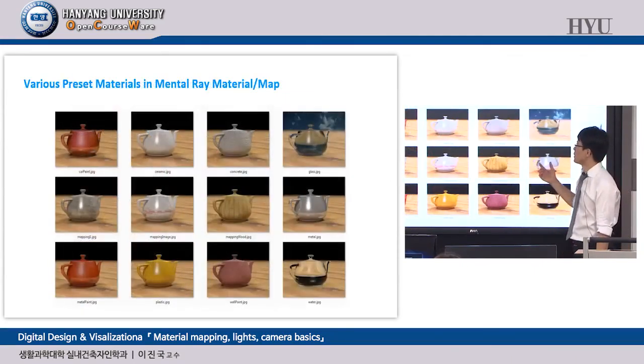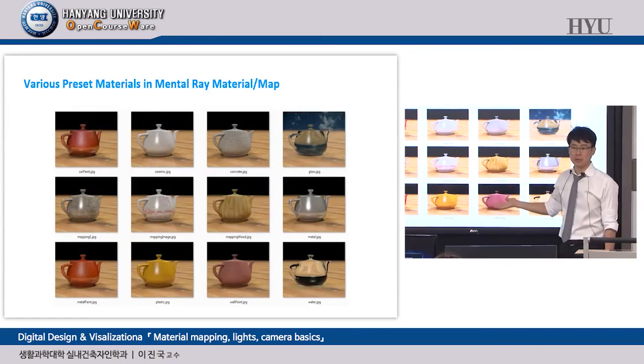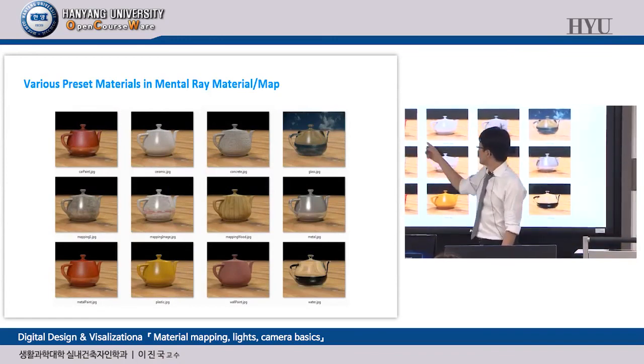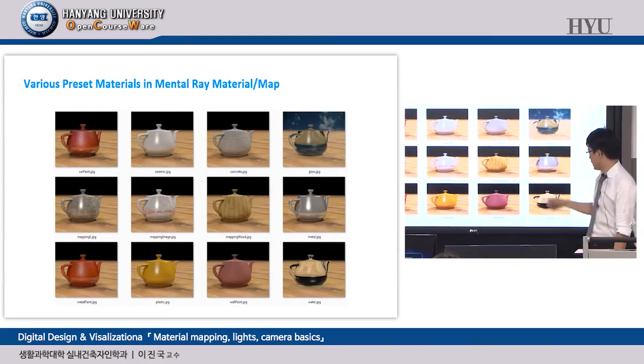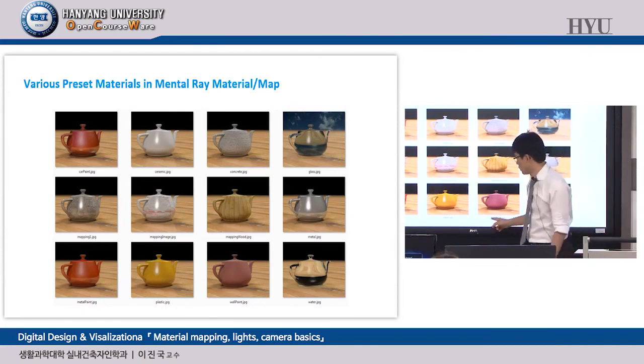How about this one? 5 more teapots you need to generate for the lab exercise today. Car paint material, ceramic material, concrete material, glass material. How about this one? Water. In the real world, this is not possible. It doesn't make any sense. This is a water object. But anyway, this is surface-based 3D. It's a fake. Anyway, it's water. Totally different reflection and refraction from glass. Anyway, you can get this kind of metal, wall paint, plastic.